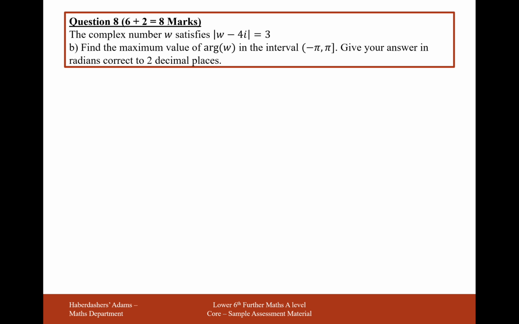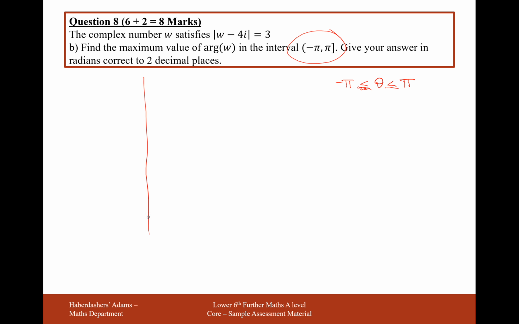Okay, part B is complex number w satisfies modulus of w minus 4i equals 3. Find the maximum value of the argument, giving your answer to 2 decimal places. Now, this bit here looks a bit complicated. All this bit here is not a coordinate with just different brackets. It's just referring to the fact that you all know that the argument of a complex number can be represented from minus pi up to pi, and if it is on that negative axis, we say that it has an argument of pi. So don't get confused by that bit.